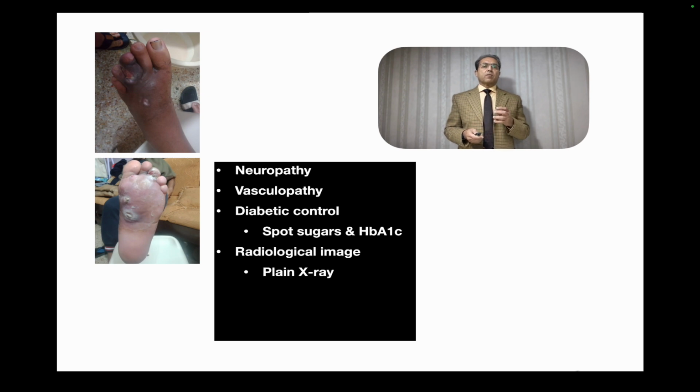Plain x-ray may be helpful. You can go for different types of scans like indium 111 labeled scans, or you can use gallium labeled WBC scan. You can go for an MRI, and you can also do a PET scan. So these imaging, they help you to find out what is the extent of this disease.